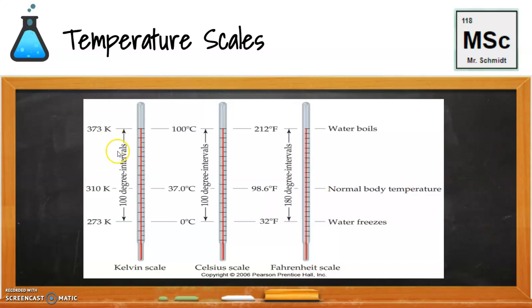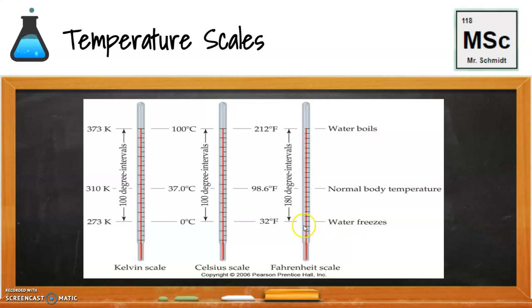If we look at our different temperature scales, we have the Kelvin temperature scale here on the left, the Celsius temperature scale in the middle, and the Fahrenheit temperature scale on the right. Again, in science class, we pretty much never use this Fahrenheit scale. Even in the medical field and so on, we typically use the Celsius temperature scale. In our scale though, look at the common factors here.